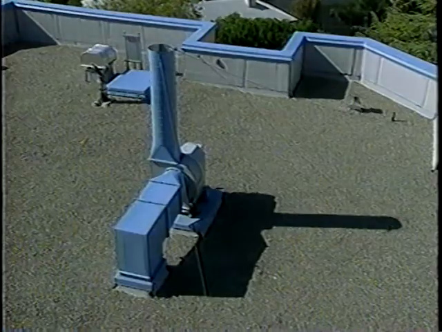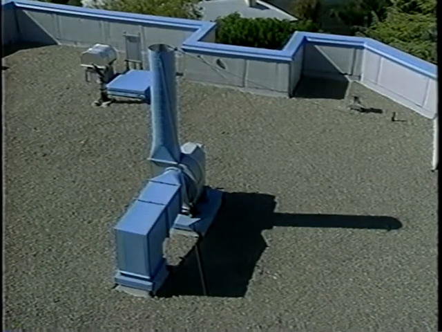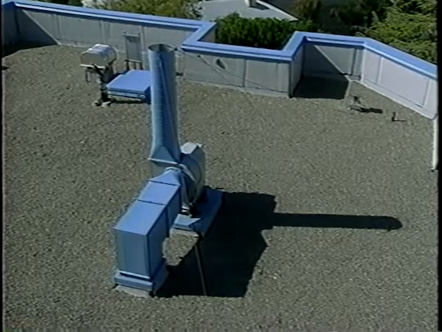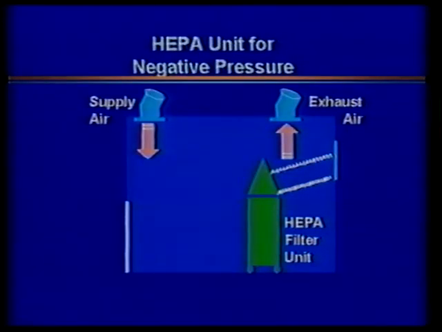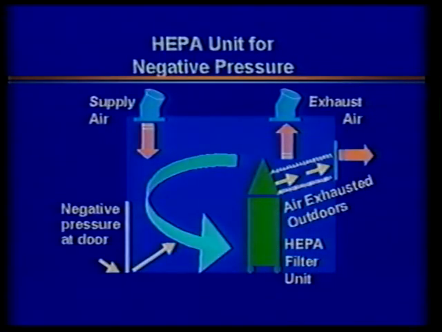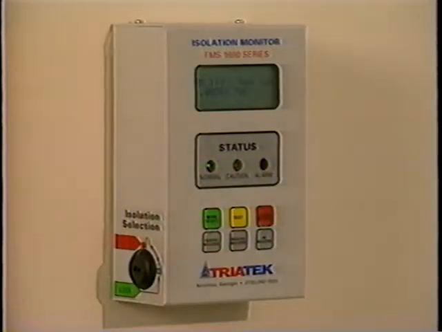To increase negative pressure, you have 2 options that you can discuss with your engineering department. The mechanical system can be rebalanced to exhaust more air, or a large HEPA filter unit can be placed in the room with a portion of the discharged air routed through the window to the outdoors. The most common way to measure room pressure is using a permanent room pressure monitor. That's our next topic.